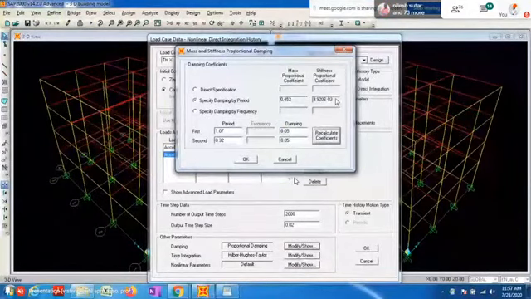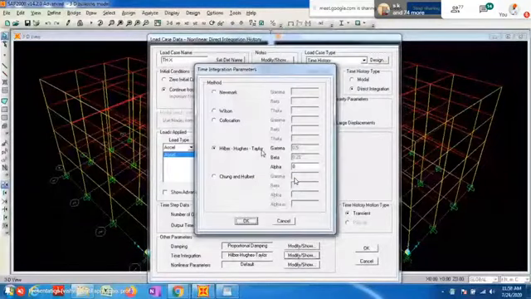Mass proportional coefficient. Then here, by default, there are some methods to solve the integrations. The Hilber-Hughes-Taylor method is there, which is the next version to the Newmark method. Newmark developed this method in 1948. Then in 1980, it was modified and one alpha was added.